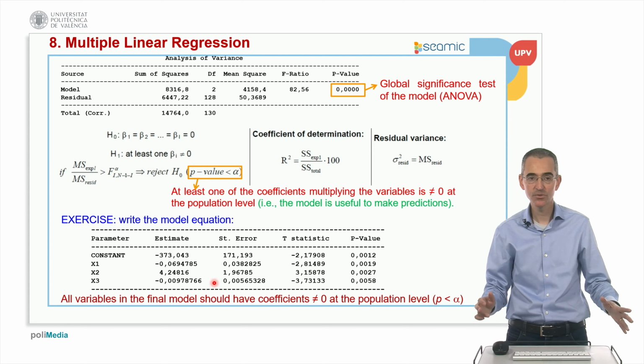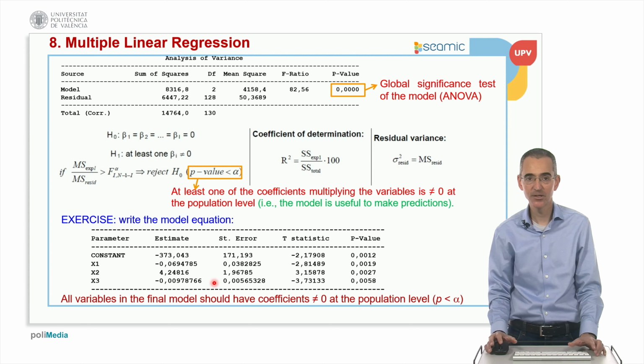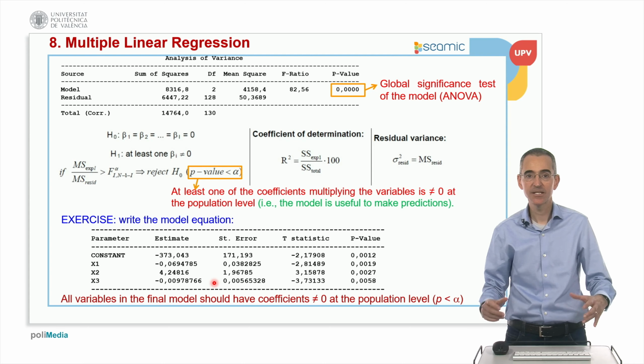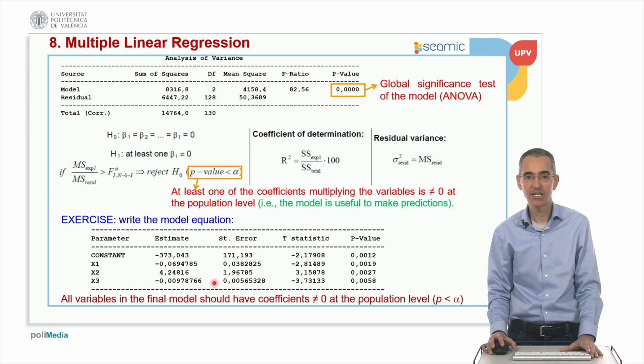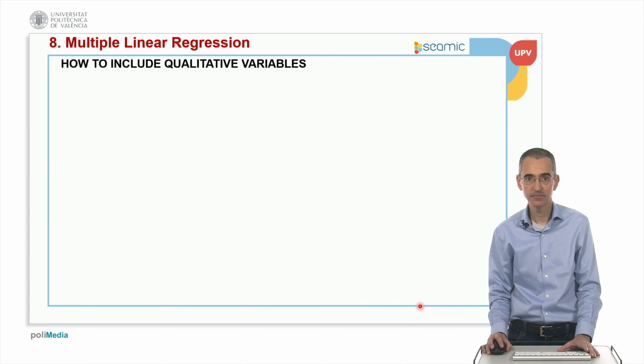So always when we recommend a linear regression model, it is when we can ensure that all coefficients that are included in the equation are different from 0 at the population level. If we cannot ensure that, that variable should go out. So all variables in the final model should have coefficients different from 0 at the population level. Okay, so this is very, very important.